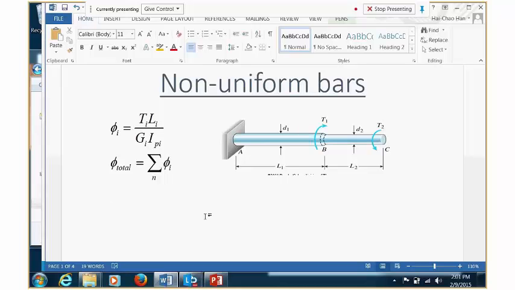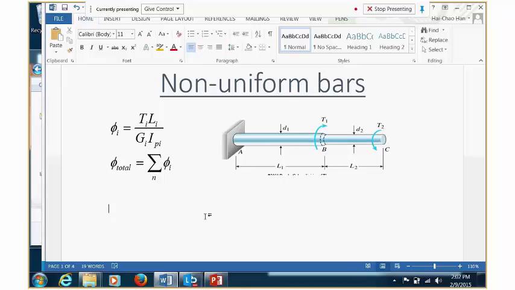Then we base on the observation that the cross sections will remain as a plane, right? And based on that, we derive how much deformation you're going to get. And here is the equation. The first one, you see the angle of twist of a segment, right? That will equal the torque times the length, divided by G and IP. So that has to be a uniform segment.